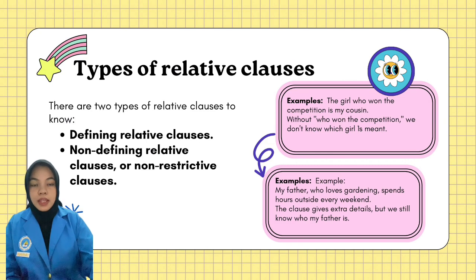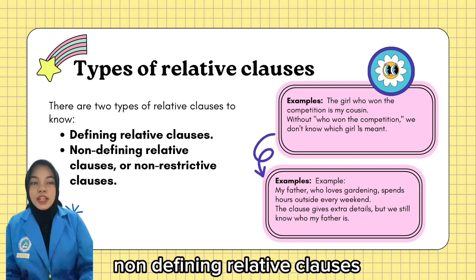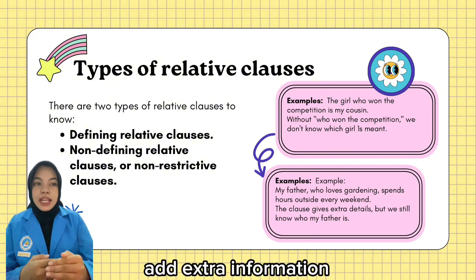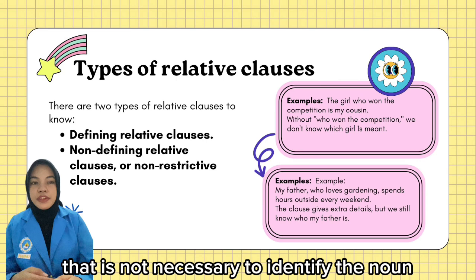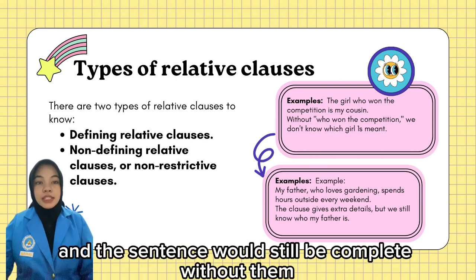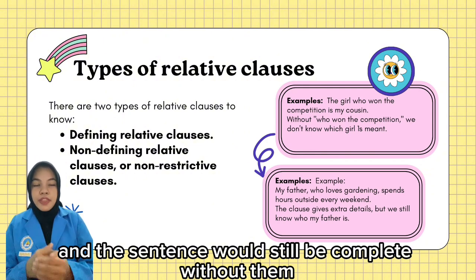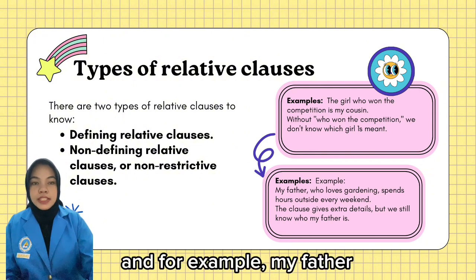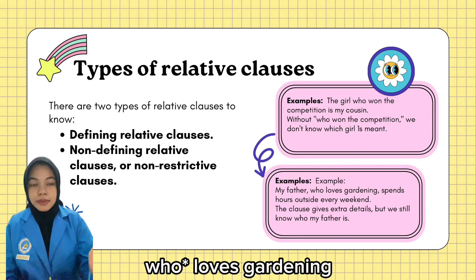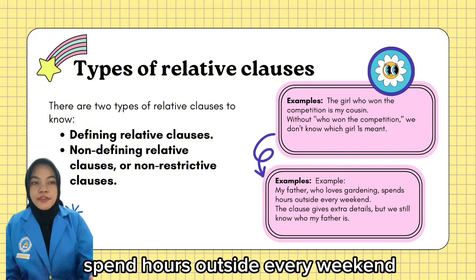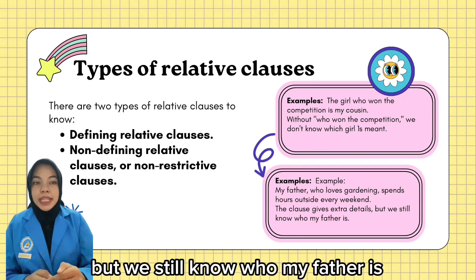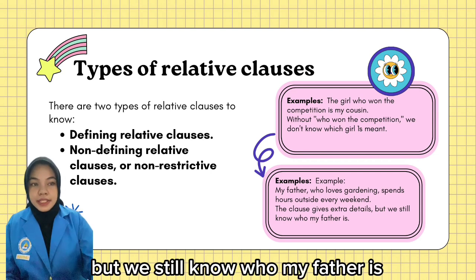Second, non-defining relative clauses, or non-restrictive clauses, add extra information that is not necessary to identify the noun. These clauses are separated by commas and the sentence would still be complete without them. For example, my father, who loves gardening, spends hours outside every weekend. The clause gives extra detail, but we still know who my father is.